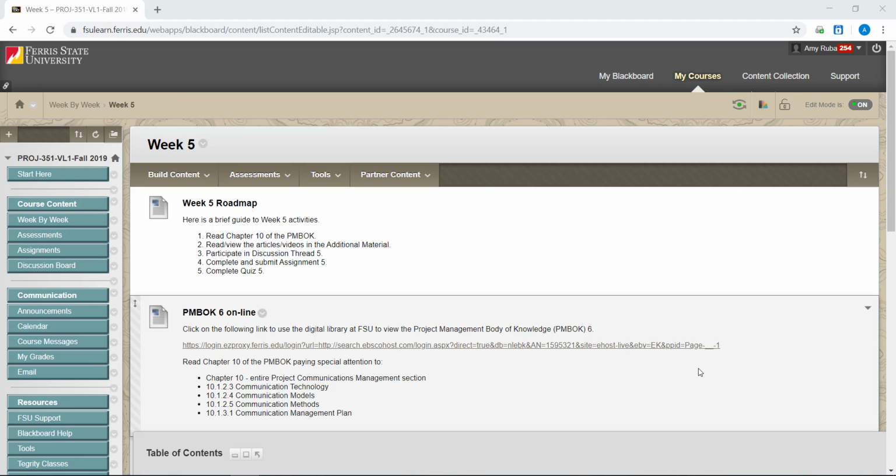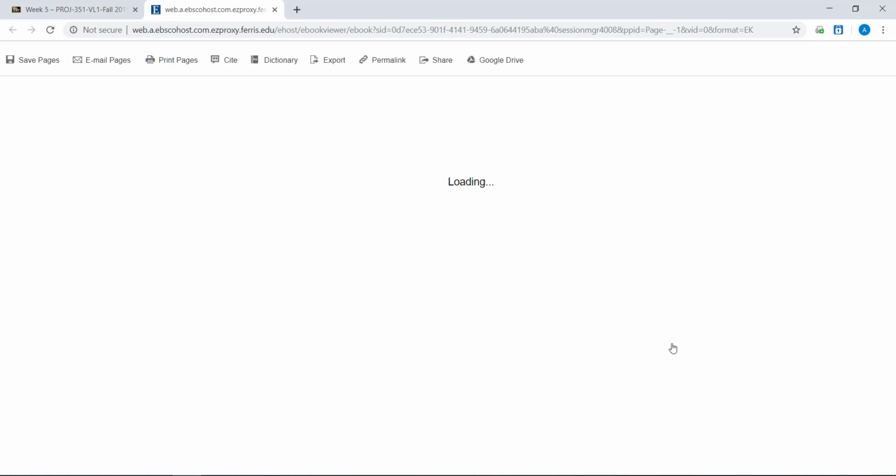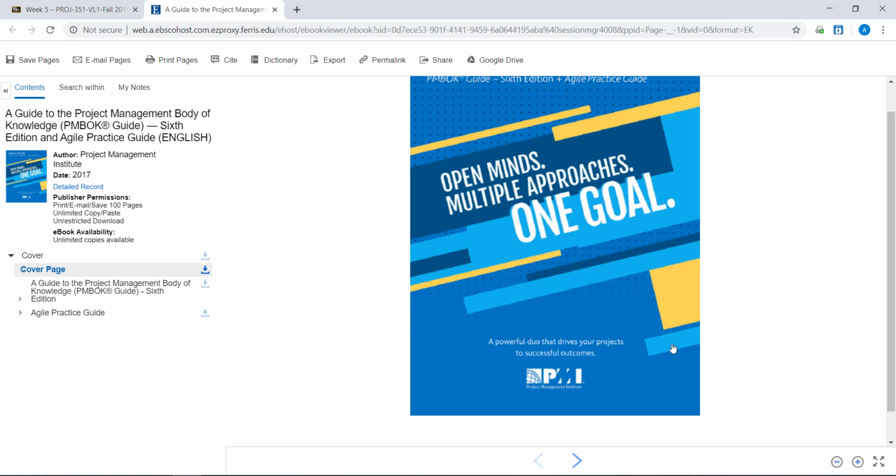I have included a link to a digital copy of the PMBOK 6. As you'll remember, the PMBOK is a guide that is published by the Project Management Institute that provides standards for project management processes, best practices, and guidelines. I'm already signed in, but you will be asked for your Ferris user ID and password to sign in.